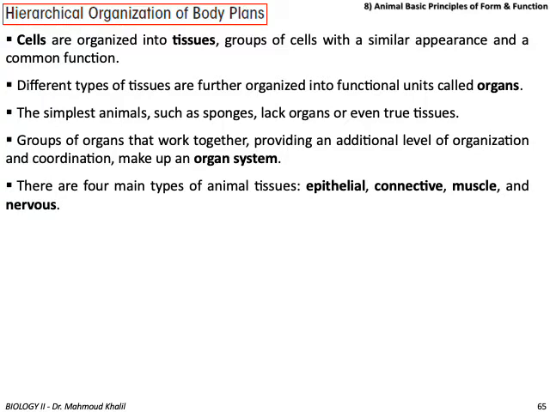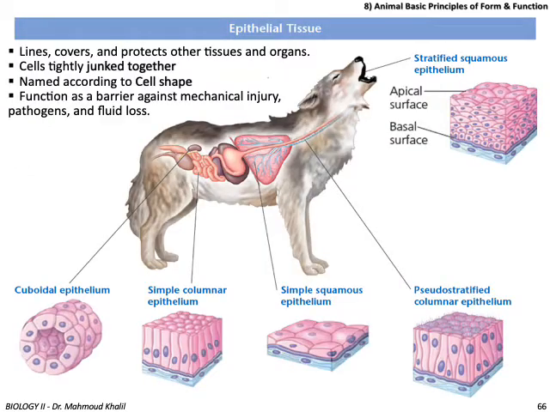There are four main types of animal tissue: epithelial, connective, muscle, and nervous. We'll talk first about the epithelial tissue. So you can see what's the function of epithelial tissue. It lines, covers, and protects other tissues and organs. These types of cells are tightly joined together, named according to cell shape.